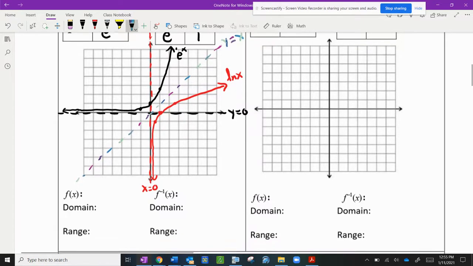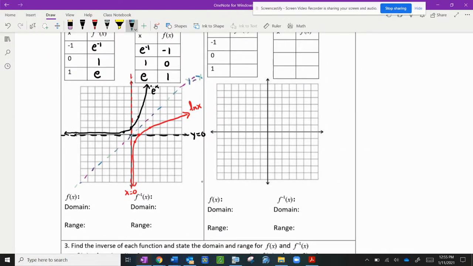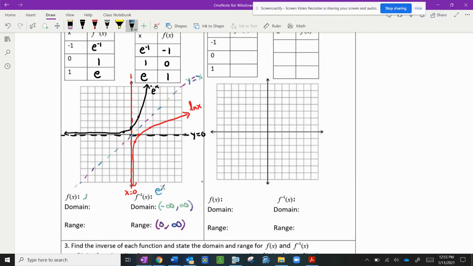So if I look at my domain and range, I'm going to call f inverse of x, since we said that was the inverse, e to the x. The domain here is negative infinity to infinity, and the range is 0 to infinity. And then f of x, remember, was the natural log, and its domain is from 0 to infinity, and its range is negative infinity to infinity.